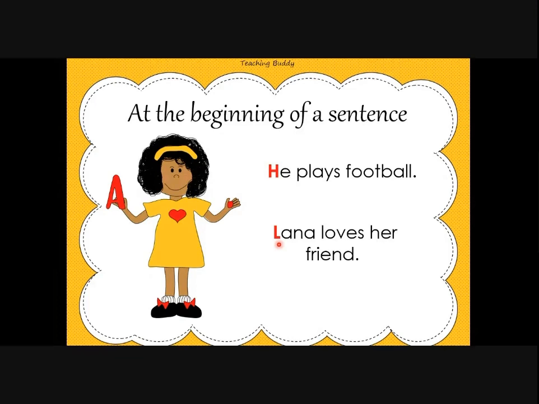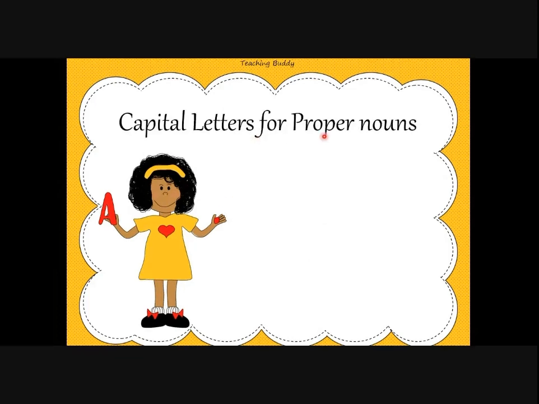Two. Capital letters for proper nouns. As I said before, proper nouns should be written in capital letters because they are names of people. Example, Sam is a proper noun. We should write it with a capital letter.